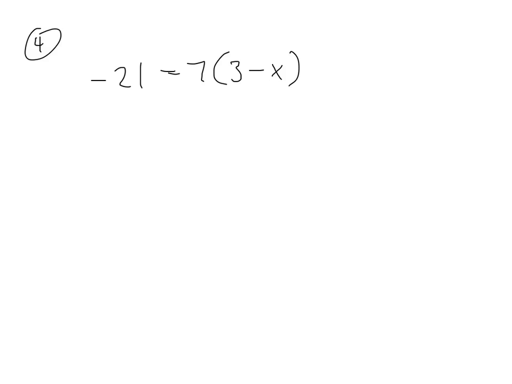All right, but what if you had something like this? Negative 21 equals 7 times 3 minus x. Well, what I want you to see is that when we have parentheses, we have the opportunity to use the distributive property. And again, the goal of solving any equation is to get the variable by himself. So he's on the right side of this equation. That's totally okay. In the end, I need it to look like x equals some number.